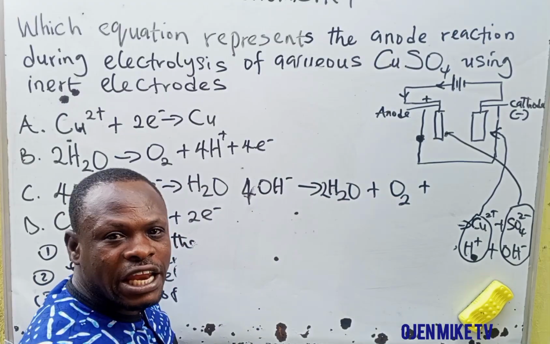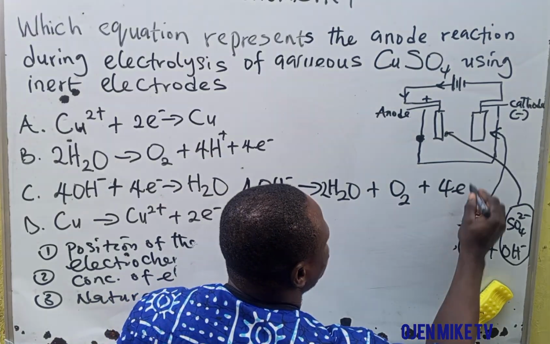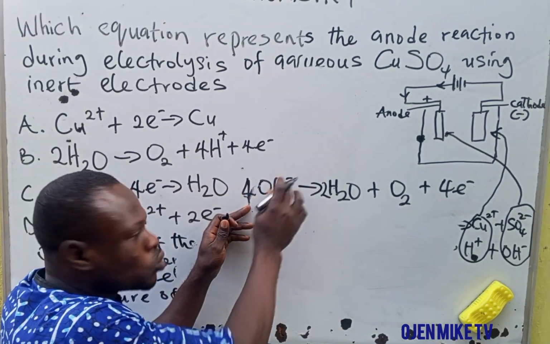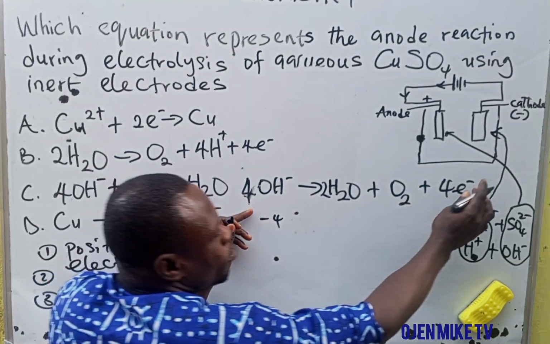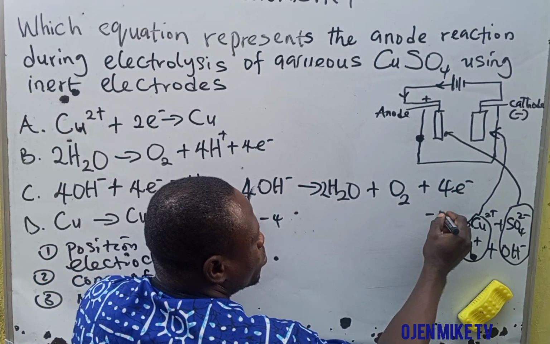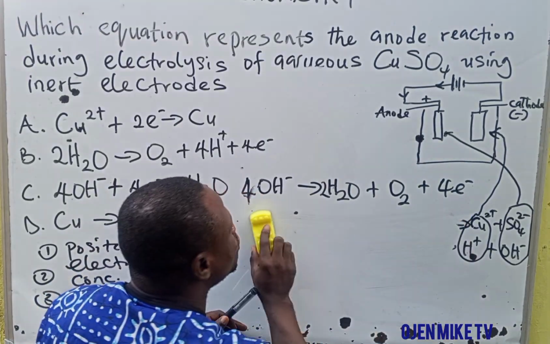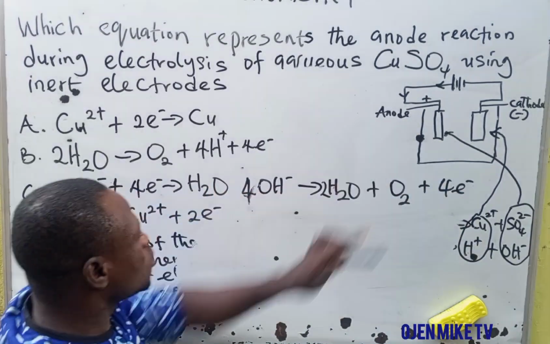And here, how many electrons are formed? 4 electrons. We need 4 electrons to cancel this one. Look at minus 1 times 4, which will give minus 4. So the charges are balanced. So this is the equation that is formed at the anode.